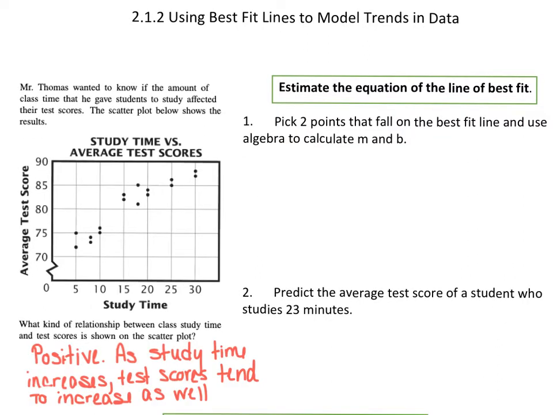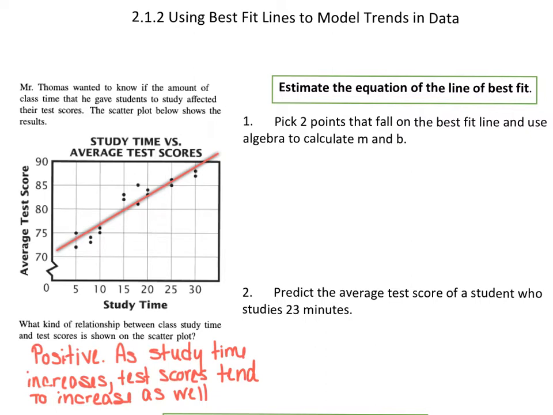Now what we're going to do is try to create a line that seems to best fit these points. When you sketch your line, you're going to find that some points fall above and some fall below, and you might have to adjust it a little bit. Right here seems pretty good. I've got some points below, some above.